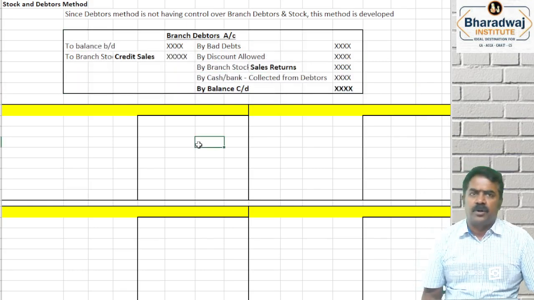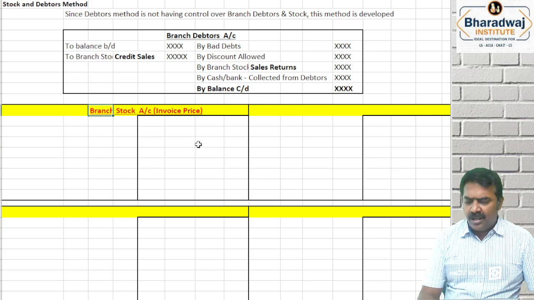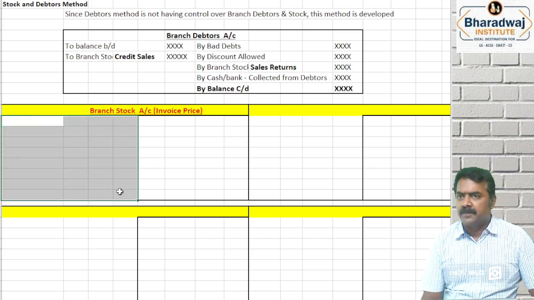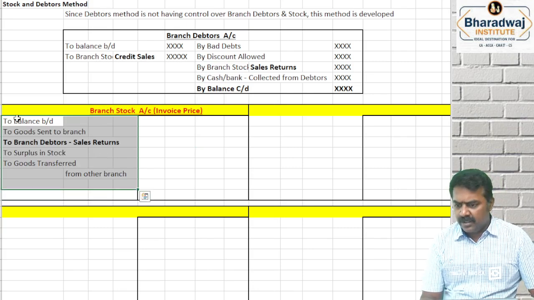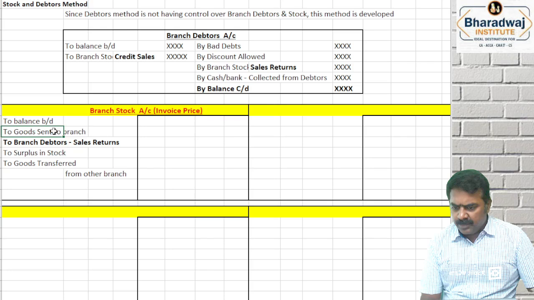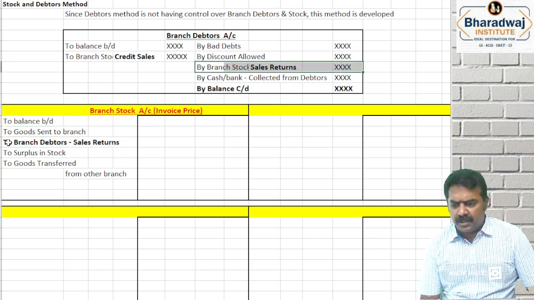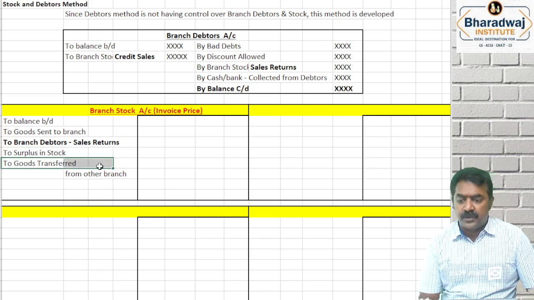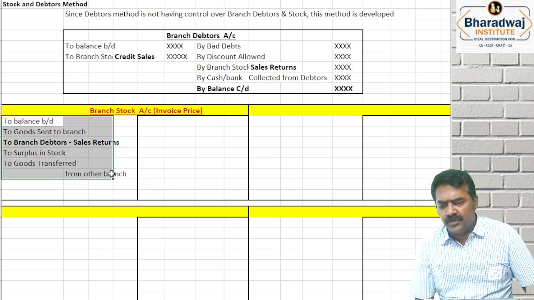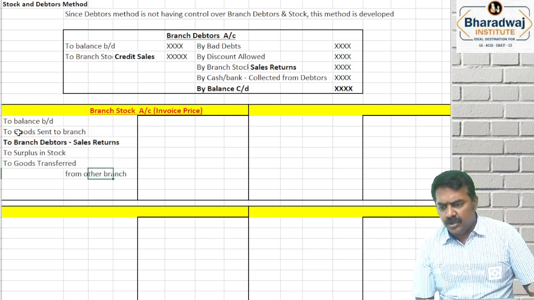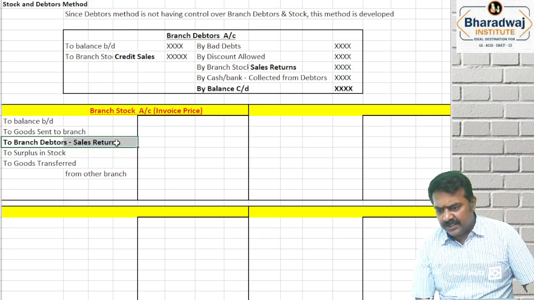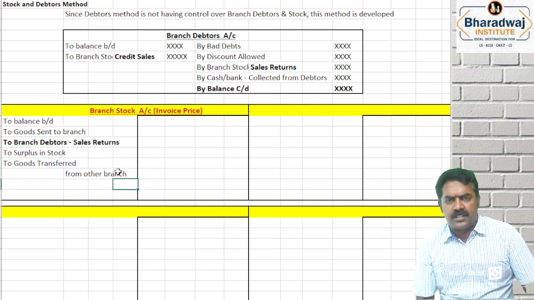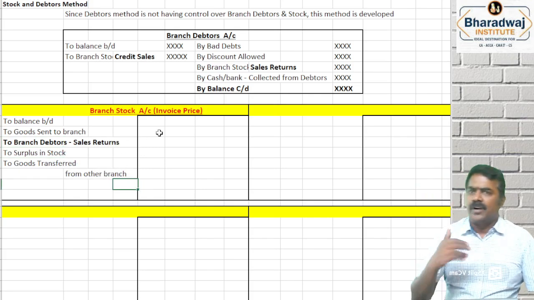Next, we'll prepare the stock account. All the inflows of stock to the branch will be debited. Debit what comes in: to balance brought down, goods sent to branch, debtors, the sales returns, goods coming back to the branch, any surplus in stock, then goods transferred from other branches. All these are inflows to the branch. Clear? Goods sent to the branch, debtors, the main sales returns, the surplus in stock, goods transferred from other branches are included.